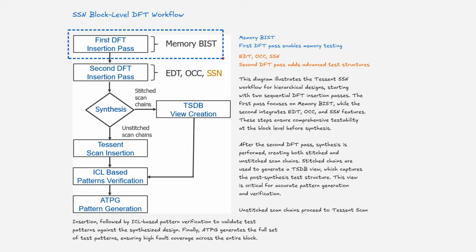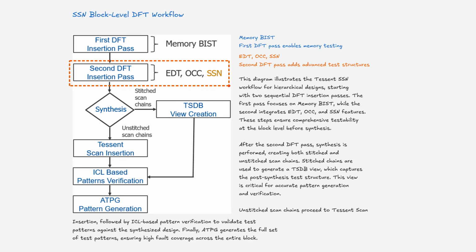This diagram illustrates the Tessent SSN workflow for hierarchical designs, starting with two sequential DFT insertion passes. The first pass focuses on memory built-in self-test, while the second integrates EDT, OCC, and SSN features. These steps ensure comprehensive testability at the block level before synthesis.